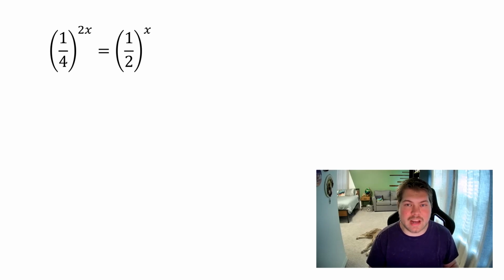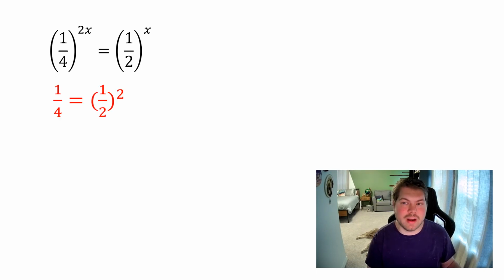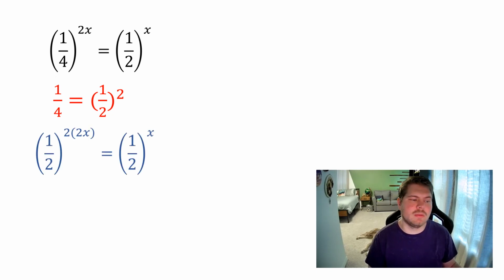Okay, so this one is actually like the first three we did. Or at least that's the way I went about solving it, because I can quickly see that we can make 1/4 have the same base, be 1/2, because 1/4 is actually 1/2 squared. So if 1/4 is 1/2 squared, then we can change the 1/4 to 1/2 squared times the existing exponent, which is 2x.